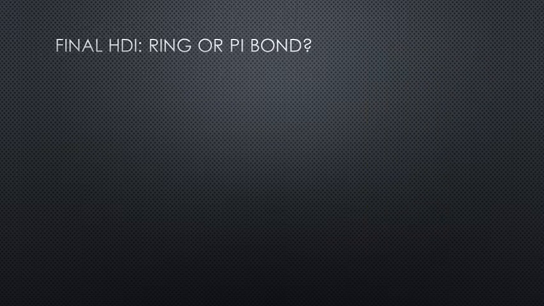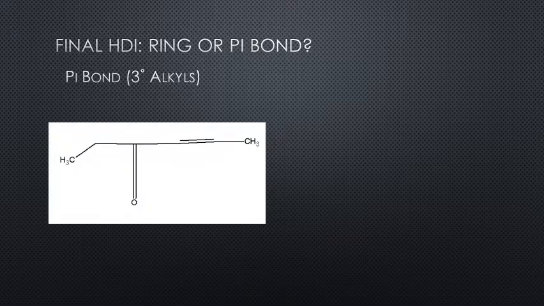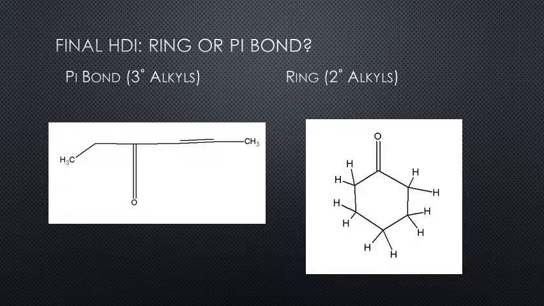Now, if you remember, we still only have 1 hydrogen deficiency index left. Now we need to know, is it a ring or a pi bond? If it's a pi bond, it's probably going to form some tertiary alkyls. So I'm going to use the same example structure from earlier. If it's a ring, we're going to see a lot of secondary alkyls. That's the same one from earlier as well. But which one really is it?